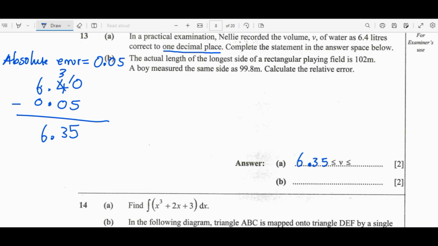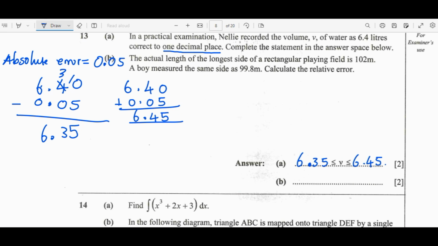Then for the upper bound, we do the reverse, we add. So 0 plus 5 is 5. 4 plus 0 is 4. 6 plus 0 is 6. So this is the number. It's like a range. We are forming a range where this value is. So if you look at 6.4, 6.4 is between these two numbers.